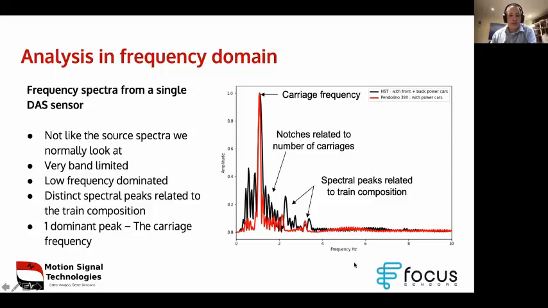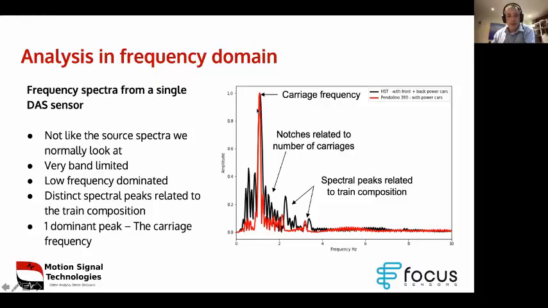And as a geophysicist, the first thing you notice about this is that it's very low frequency dominated, and it's very band limited. These are not like the source spectra that we're used to looking at in passive seismic or even active seismic scenarios. They're very bumpy, for want of a better word. They've got a lot of notches and distinct signal peaks, and often those peaks are good indicators of the actual train composition. And one peak in particular that is usually dominant is called the carriage frequency.